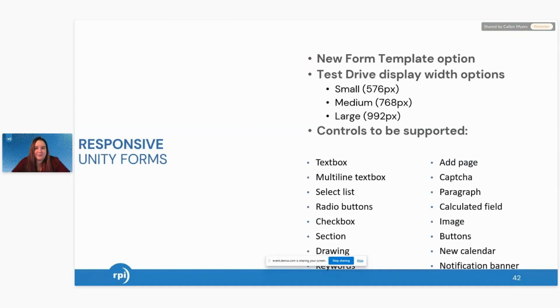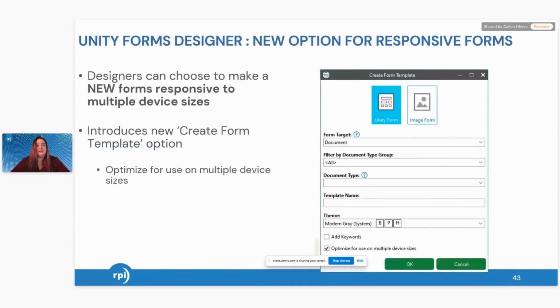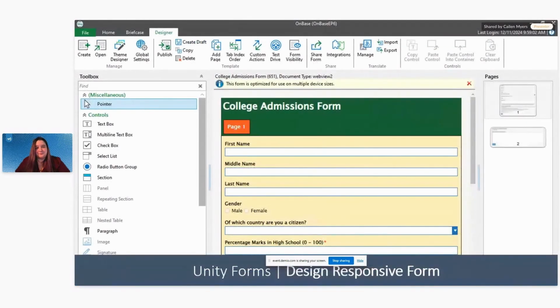These are for our responsive Unity forms. So there are new template options, there are different test drive mode display options, and controls that will be supported. In the Unity Form Designer, you'll see that there is a new option to optimize for these multiple device sizes. So if you're using a mobile phone, a tablet, or a desktop, you can go ahead and allow your forms to be optimized for those different devices and those different sizes. Right on the top of your Unity form, you will see that message letting you know that this form has been optimized for those different device sizes.